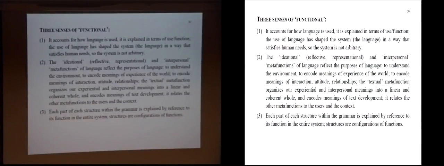And we call this functional grammar, and I should talk about why. Before I get onto this, let me ask if anybody has any questions.